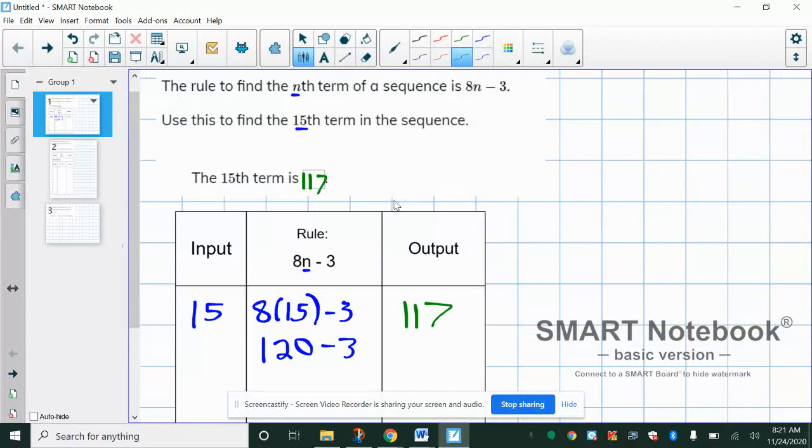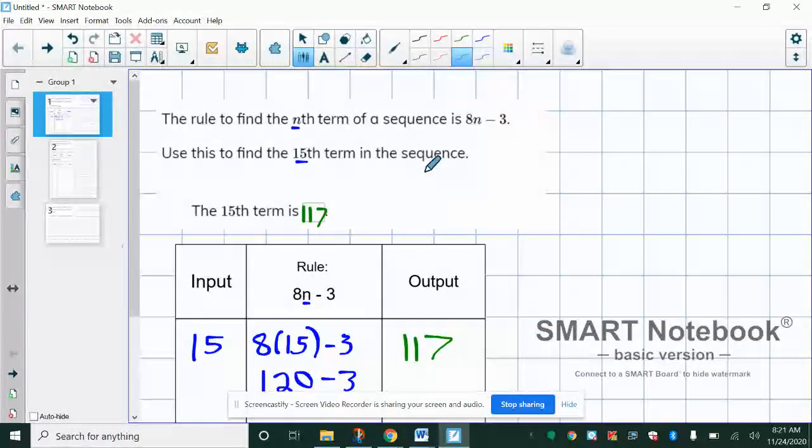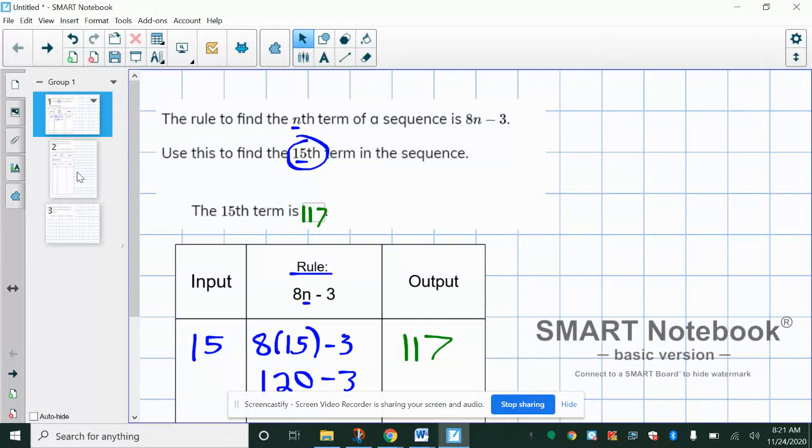Now, that's a pretty simple question where we have to substitute a particular value. In this case, it's 15 for the nth term, and we put it into the rule. So I wrote the rule in the table, and building a table is an important strategy to solving these questions. Let's look at a slightly more challenging question.